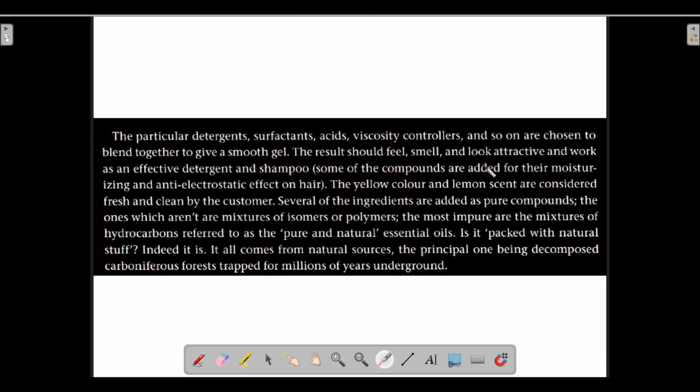Some of the compounds are added for their moisturizing abilities, and some of the compounds are added for their anti-electrostatic effect on hairs. I have already discussed these moisturizing abilities and the anti-electrostatic effect, and why this anti-electrostatic effect is required. It is required because only then will the hair be frizz-free. In case of a shampoo, the hairs will be frizz-free only if anti-electrostatic substances are put.